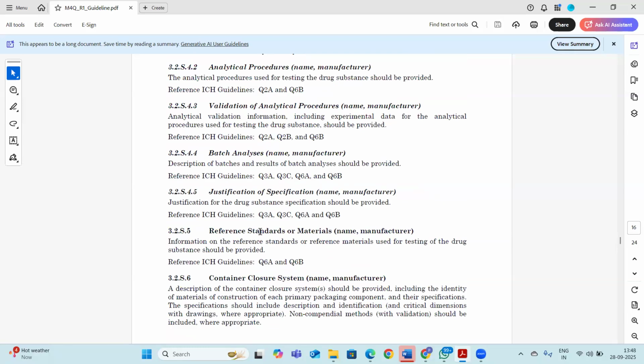Then comes your reference standards or materials, where information on the reference standards or the reference material used for testing of the drug substance should be provided.